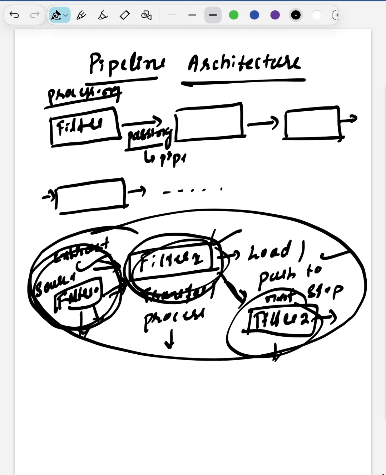Now, when someone mentions ETL in your next project, you understand not just what it is and what it does, but why it is designed the way it is, and what architectural decisions it follows. When there is ETL, there is a pipeline architecture.